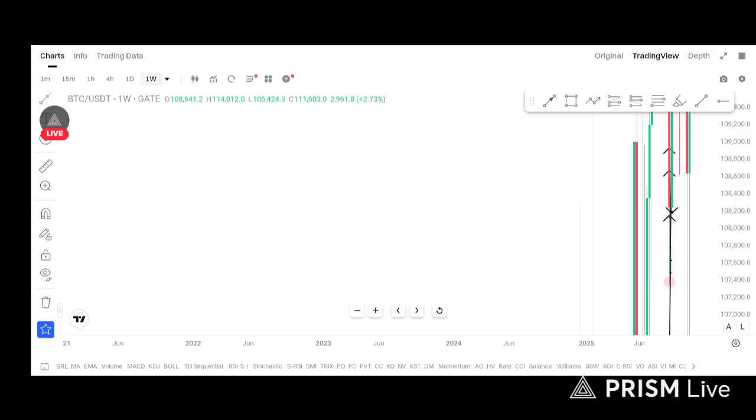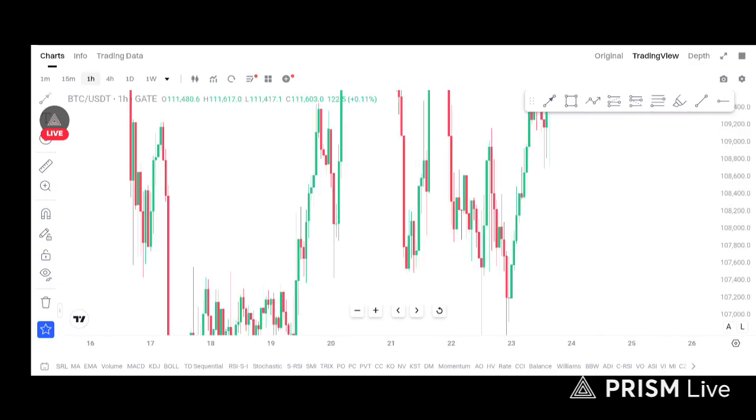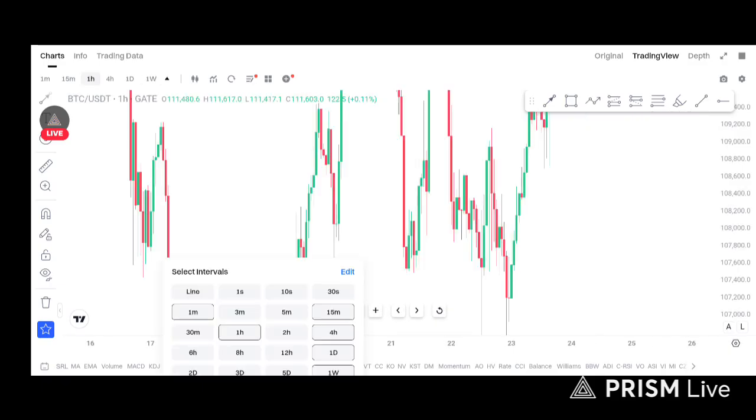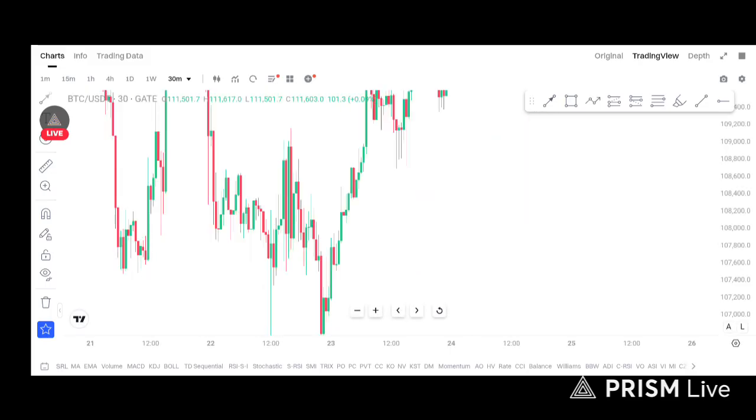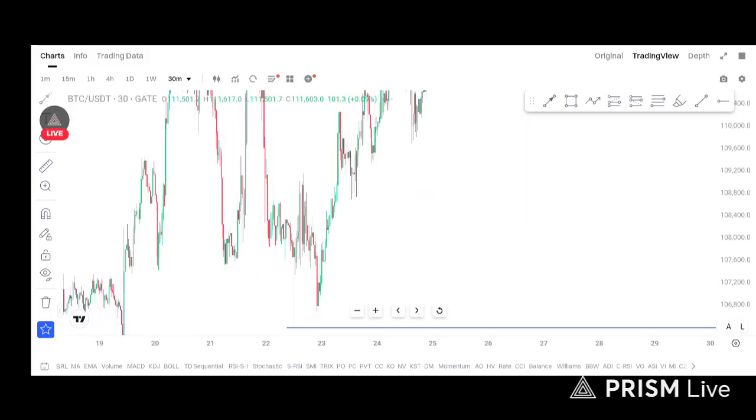What's wrong with my time frame? Right, so let's go to the 30 minutes time frame so you can see if you can see another block.